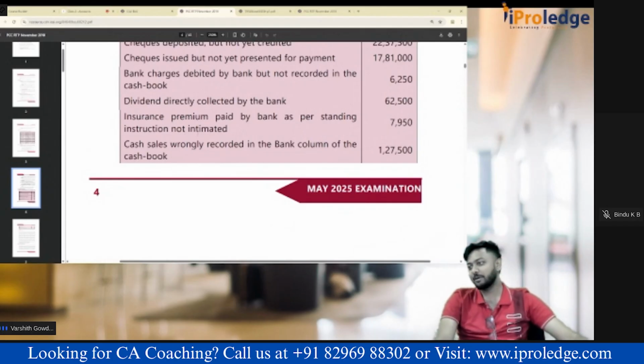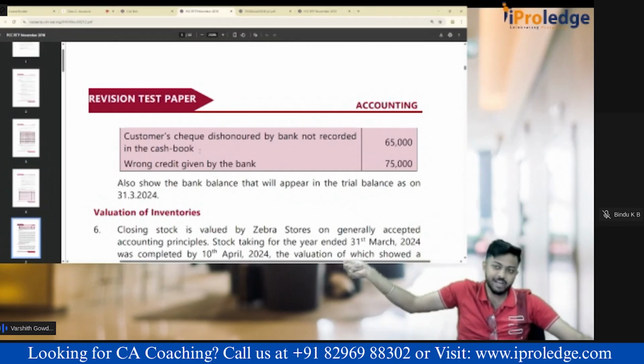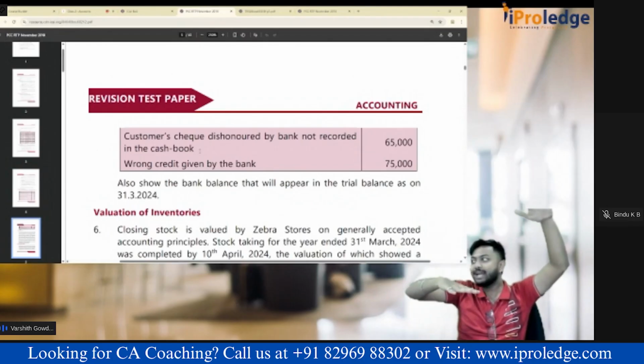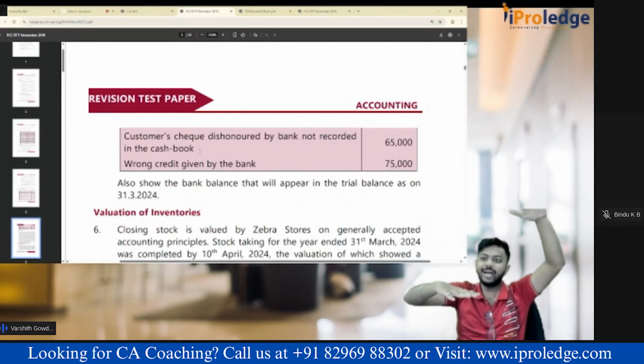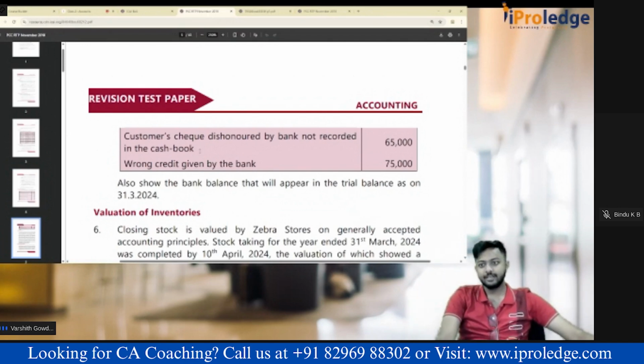Then customer's check dishonored by the bank, not recorded in cash book. Minus. I would have received the customer's check and deposited it in the bank. Whenever I received it, my cash book will be more, my passbook will be less. Later it got dishonored, and I have not recorded that. So what do I have to do? We are doing balance from cash book angle. You have to subtract. Dishonored means that guy did not have sufficient money in the bank. Correct?